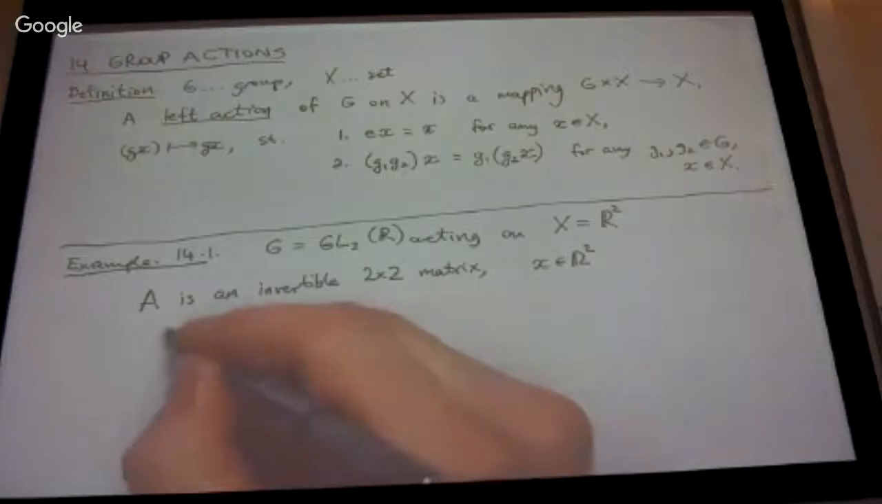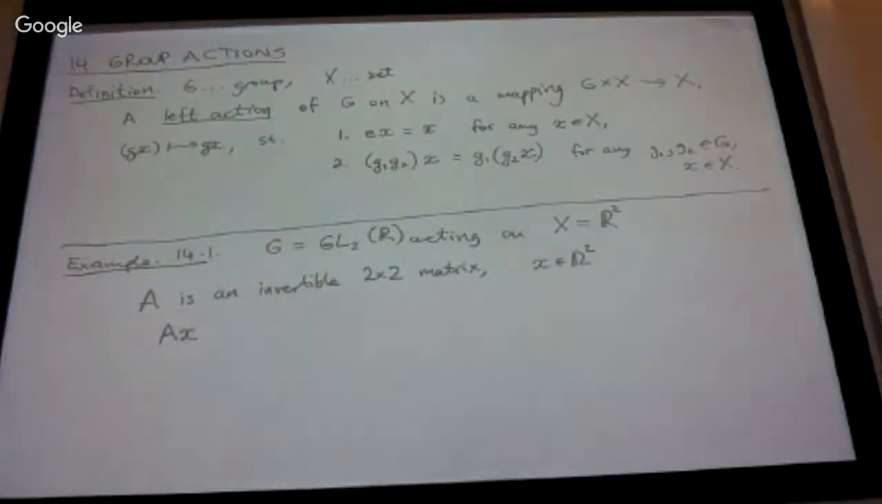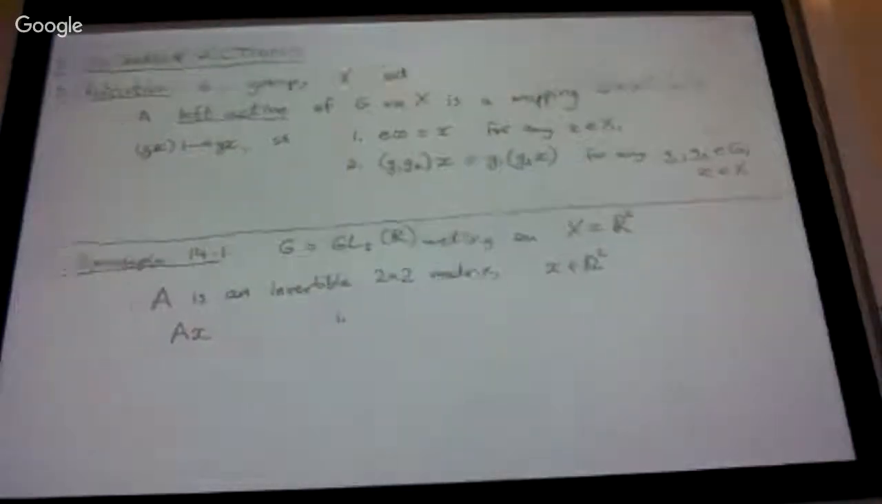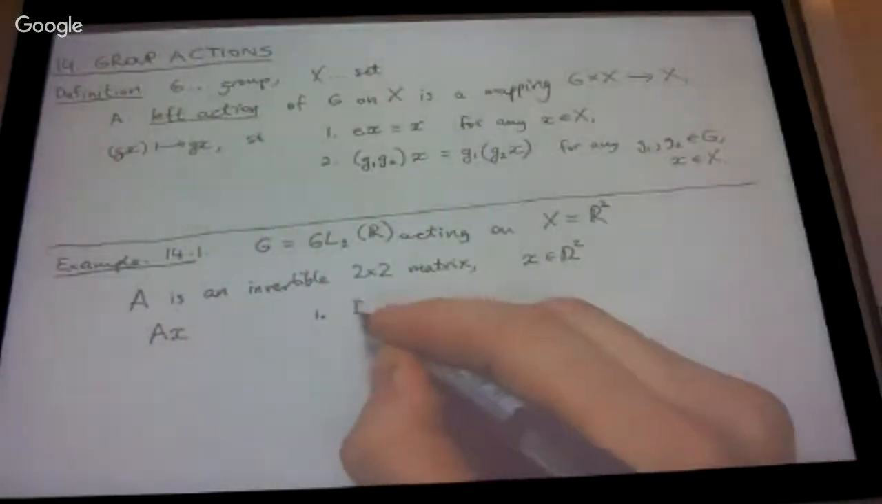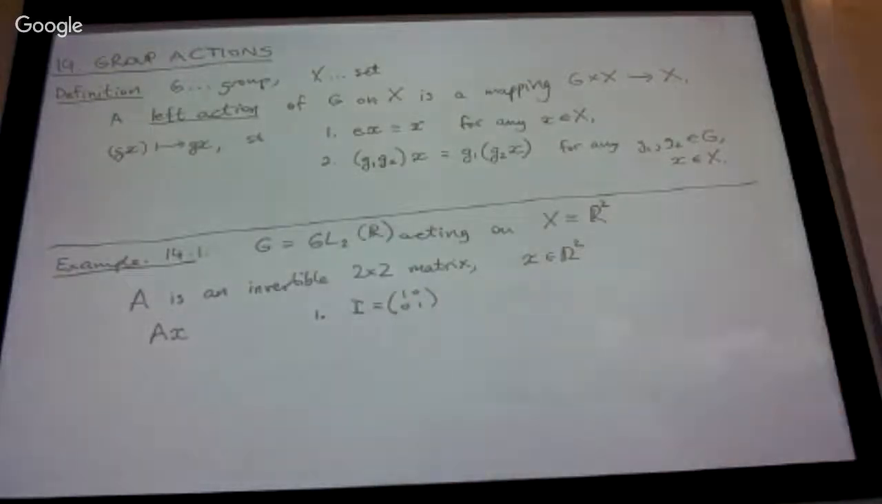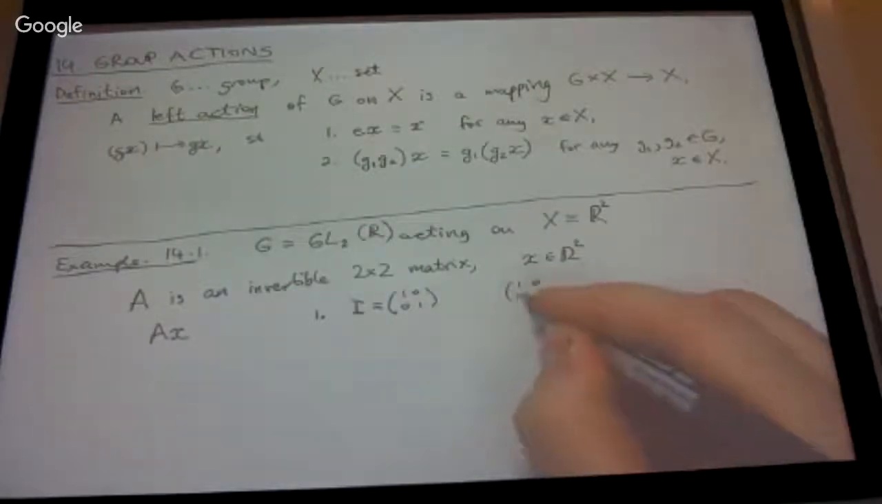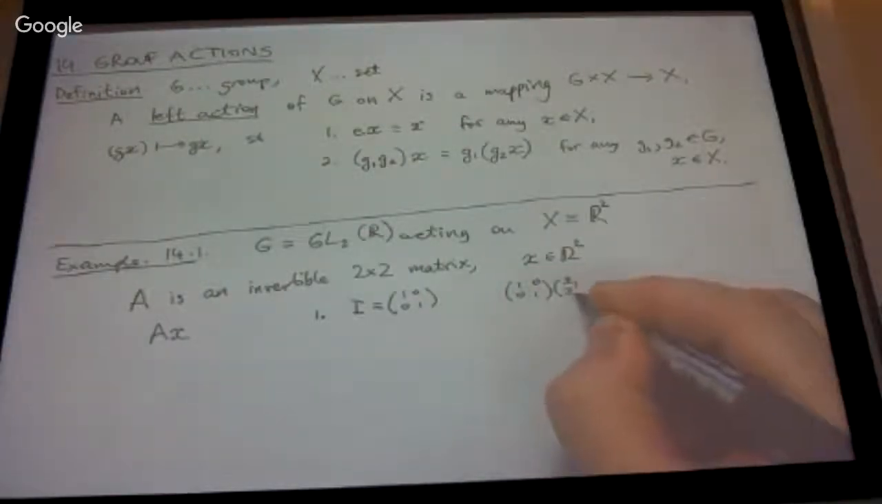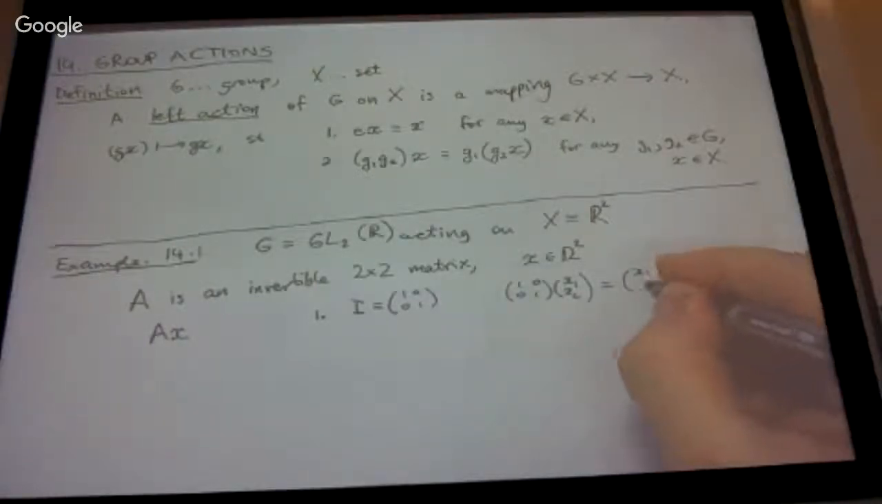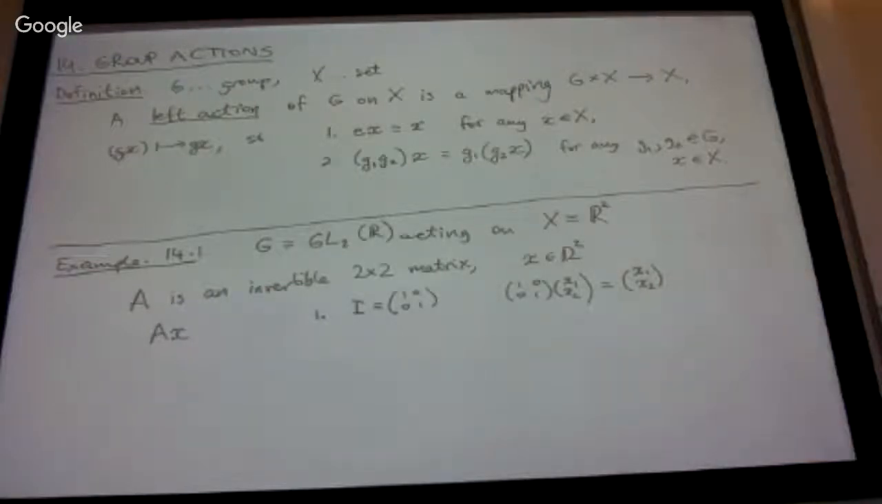Well, then the action is multiply the vector by the matrix. Okay. Does that satisfy the conditions? So number one, the identity in the group is just the identity matrix. So if you do the identity times any x1, x2, what you get, well, x1, x2. So the first condition is satisfied.